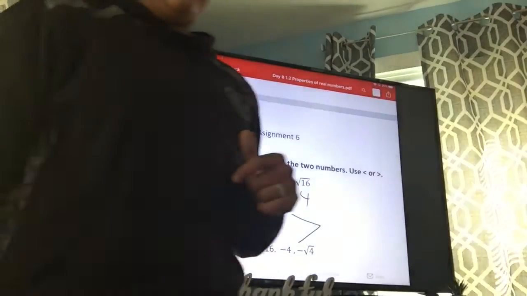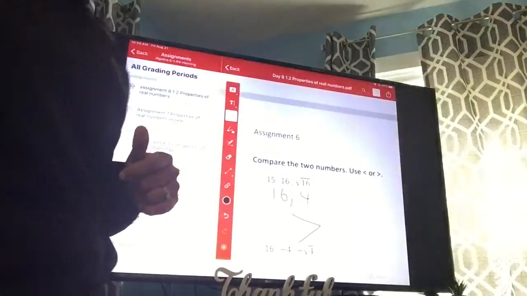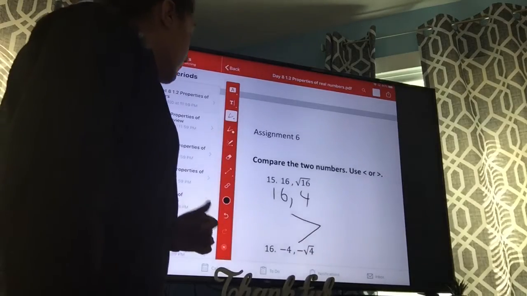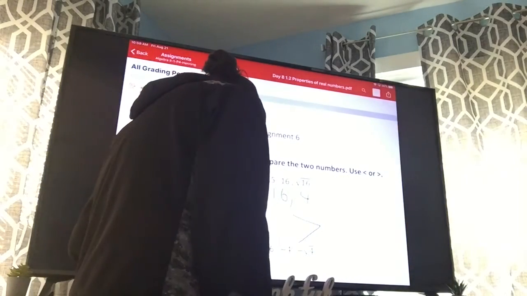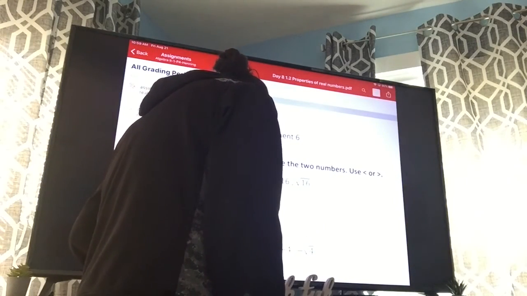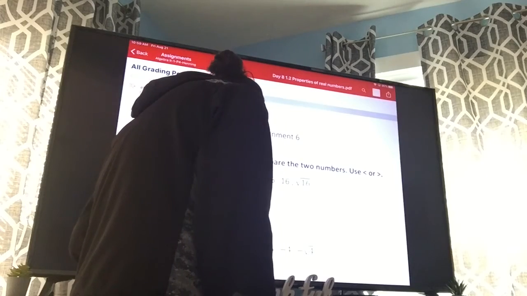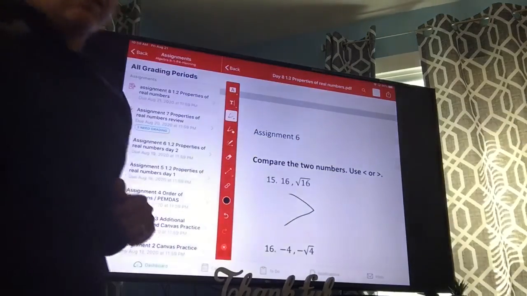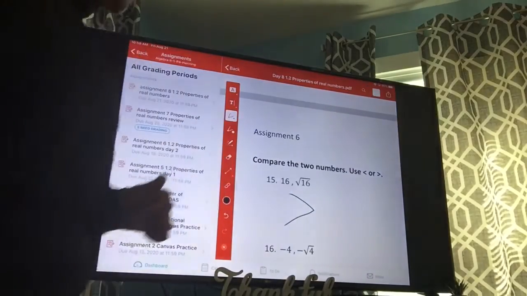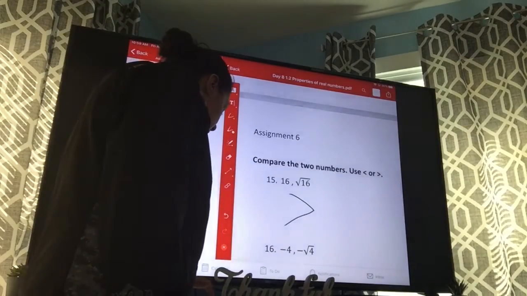Can our answer just be the greater than sign? Yeah, your answer can just be straight up this. It can look like this. Some of these you're going to kind of have to know what they are.